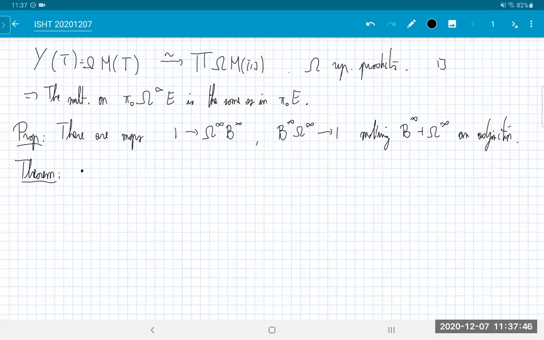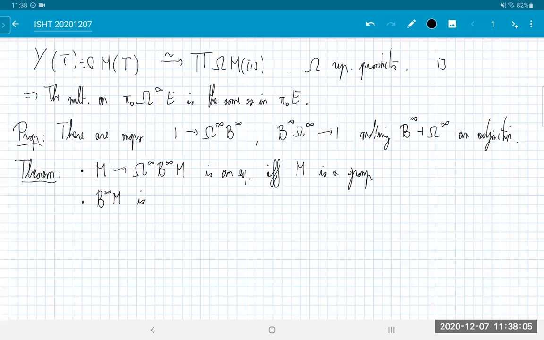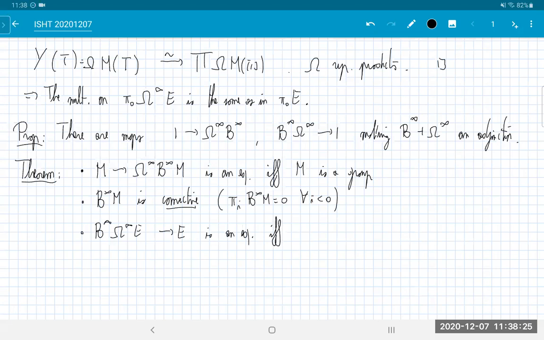So again, we have, what was it? M goes to omega infinity, b infinity of m is an equivalence if and only if M is a group. B infinity M is connective, by which I mean pi I of B infinity of M is zero for all I less than zero. And the map B infinity omega infinity E into E is an equivalence if and only if E is connective. And that's the recognition principle for connective spectra.